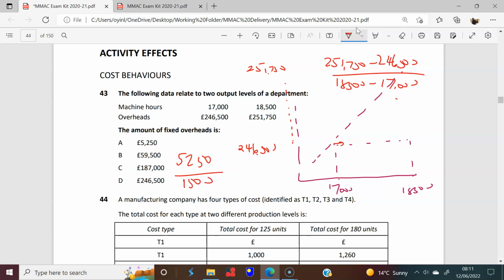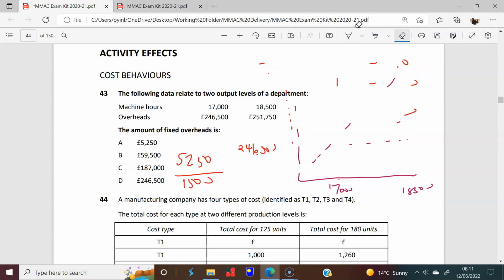And so 5,250 divided by 1,500 is 3.5. So we know that the variable cost is 3.5. So I'll give myself some space. So we know the variable cost is £3.50, right? That's what we know. So that's great. So you just go to any of them.